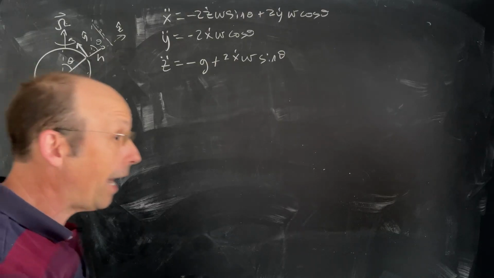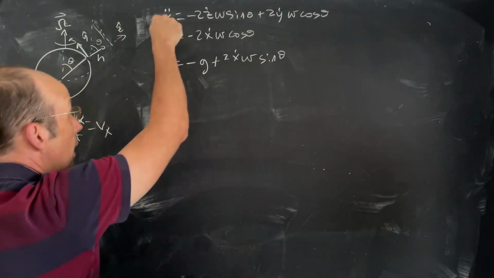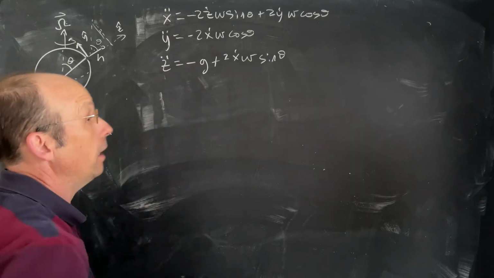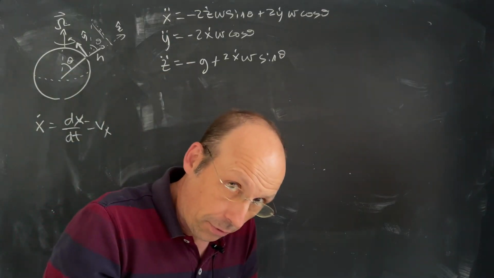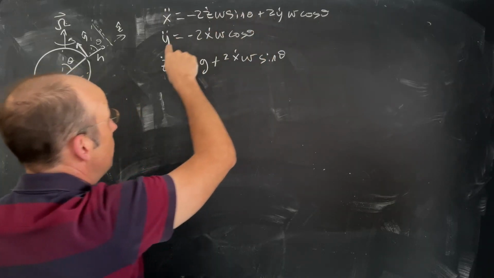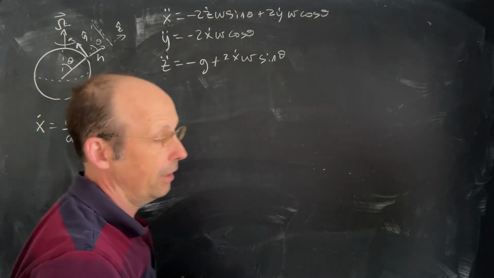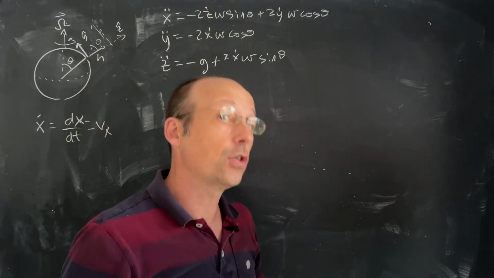So now I have my differential equations. I have 3 second-order differential equations, x double dot, y double dot, z double dot. But there's a problem. The problem is that x double dot depends on z dot and y dot. Y double dot depends on x dot. Z double dot depends on x dot. So we're kind of in a tough situation.